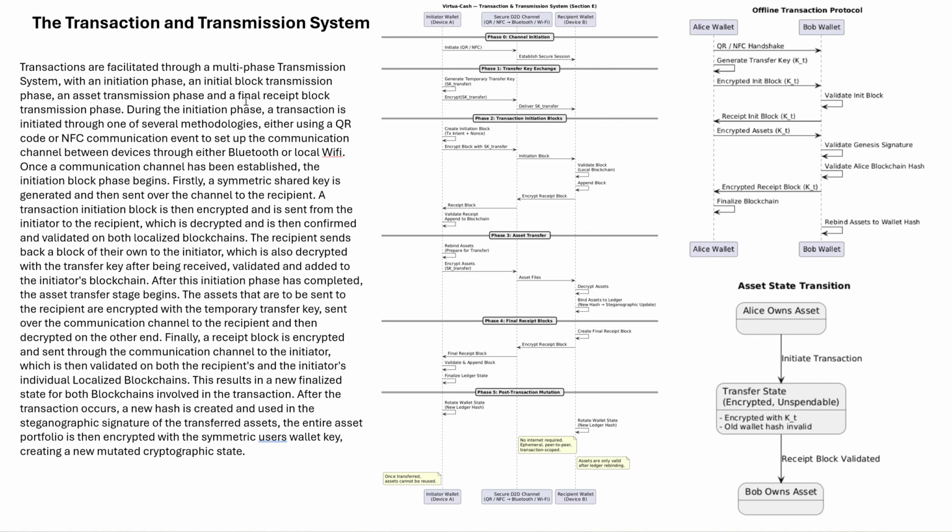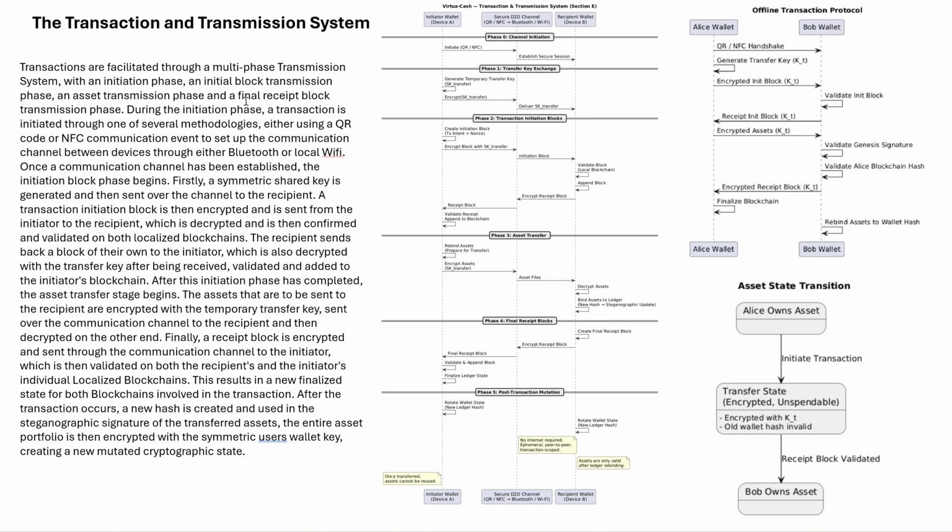After this initiation phase has completed, the asset transfer stage begins. The assets that are to be sent to the recipient are encrypted with the temporary transfer key, sent over the communication channel to the recipient, and then decrypted on the other end. Finally, a receipt block is encrypted and sent through the communication channel to the initiator, which is then validated on both the recipient's and the initiator's individualized local blockchains. This results in a new finalized state for both blockchains involved in this transaction.